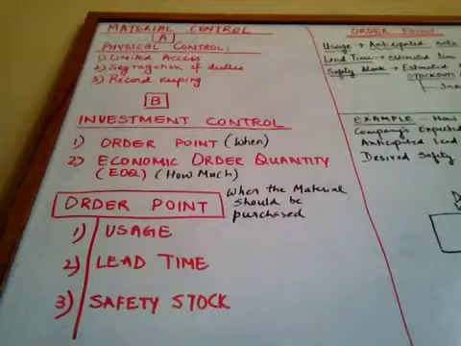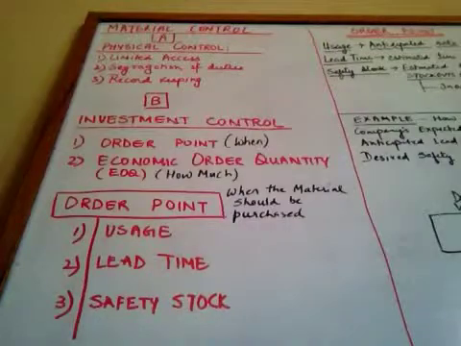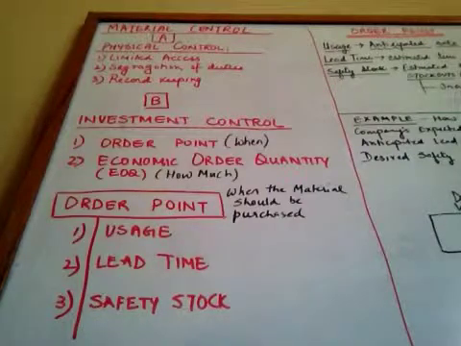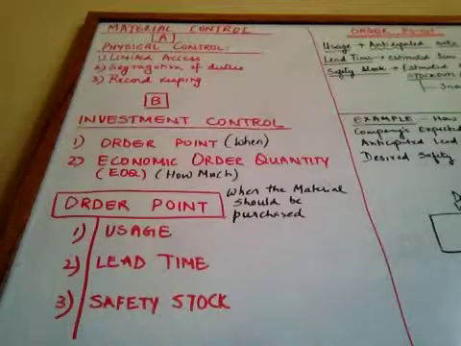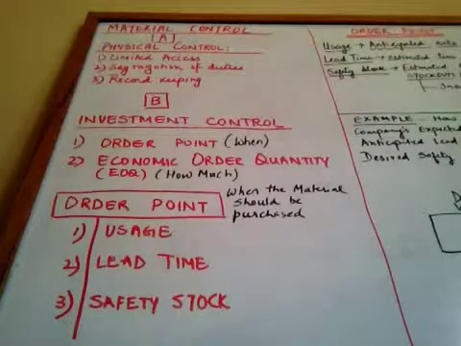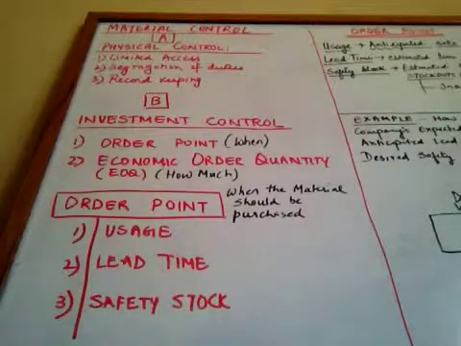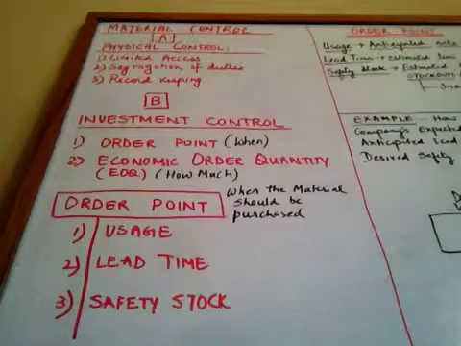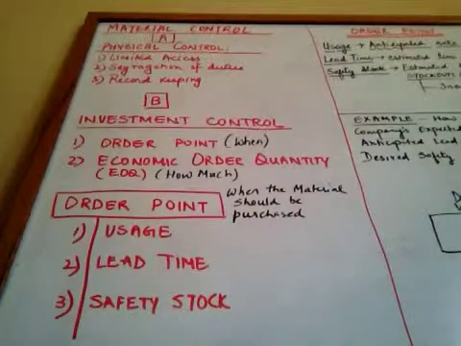So in order to calculate the order point, 3 things should be kept in mind: the usage, lead time, and safety stock. First of all, what is order point? Order point is a point when the company knows when the material should be ordered. It's the point at which the material should be ordered.